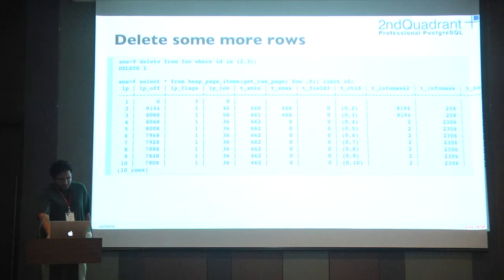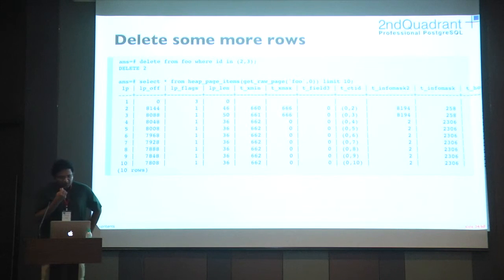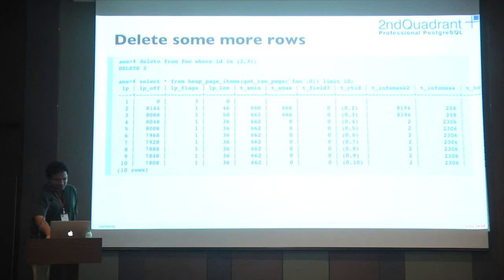So we delete some more rows. And again, this is what it looked like before. We have one dead tuple, and when we delete 2 more rows, something interesting happens, which is that the 2 rows we just deleted, 2 and 3, they have their xmax set. But what happened to the first line pointer? It's suddenly no longer pointing at 8152. It's just gone.